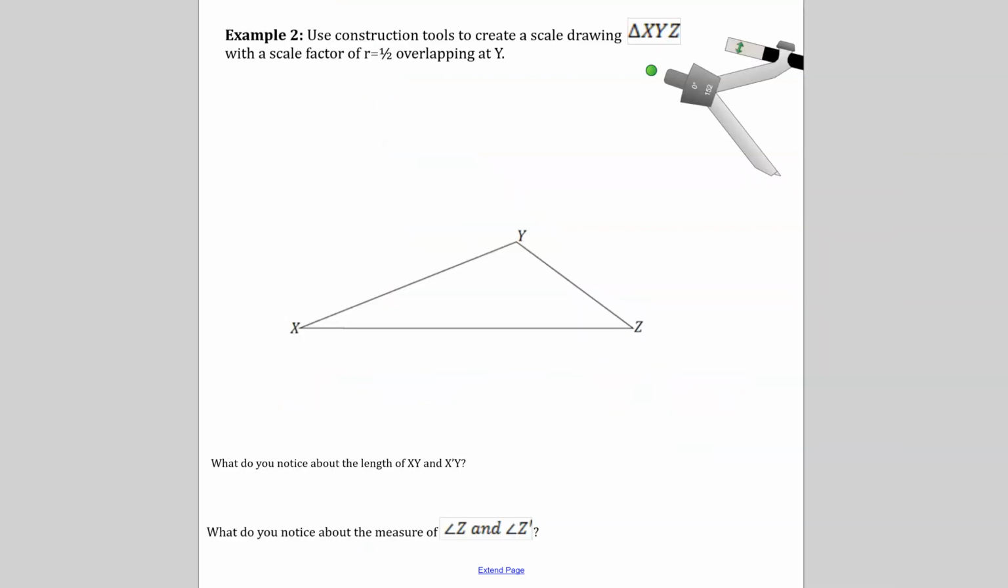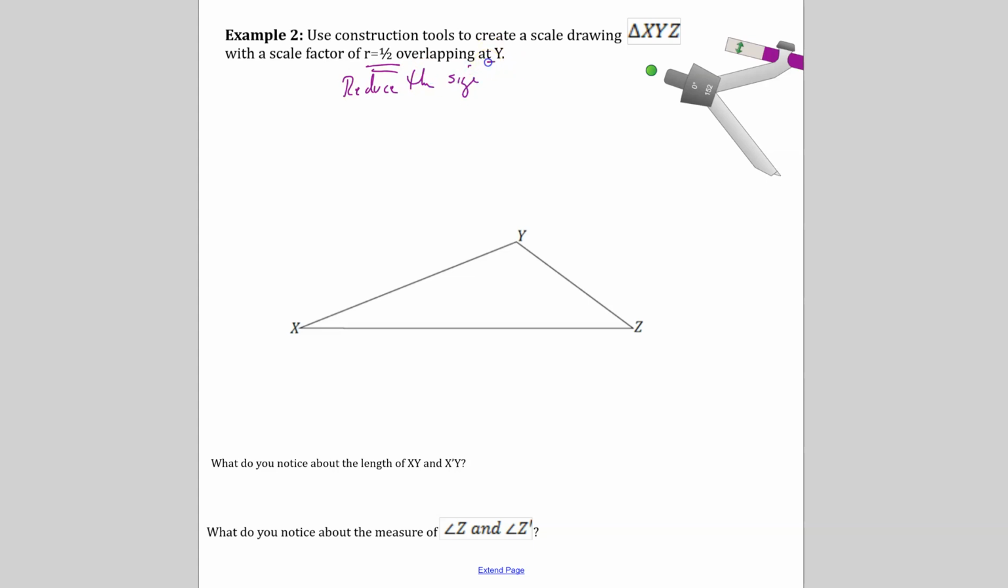All right, so let's look at example number 2. In this question, they're telling us to create a scale drawing of the triangle XYZ with a scale factor of r is a half. So r is a half here. So that's going to be a reduction. We're going to reduce the size.